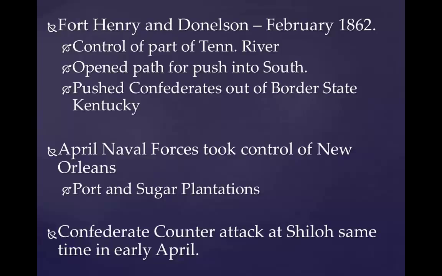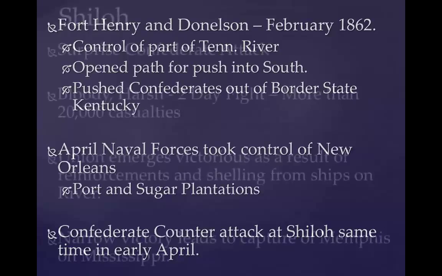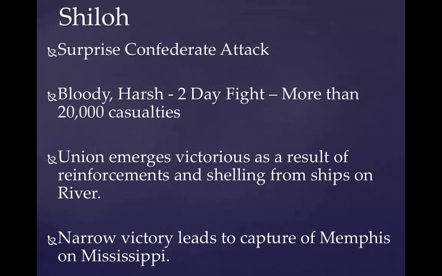Ultimately, the Confederates attempt a counterattack at Shiloh, at the same time, in early April, trying to regain some of the momentum that they had. It's a Confederate surprise attack, trying to, as I said, gain some momentum and push back the Union and get back some of these spots that they had lost.